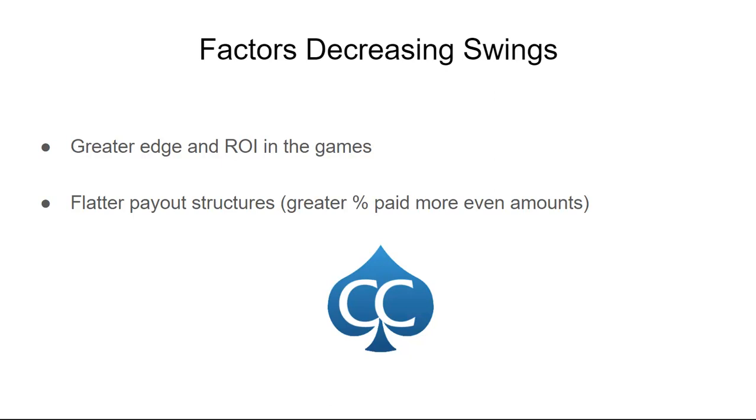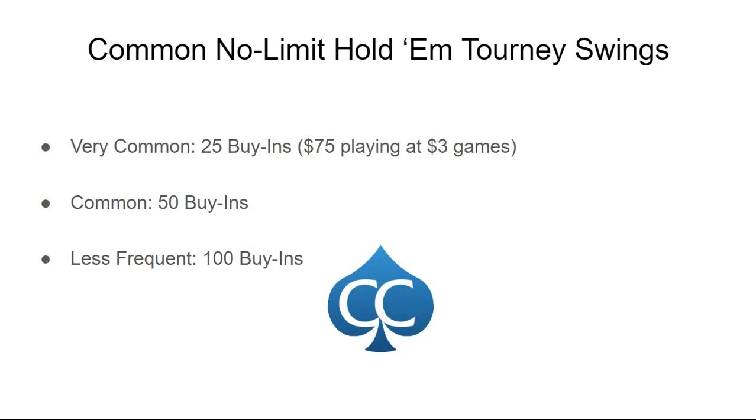And the other main one is going to be flatter payout structures. So we've got fewer entrants, a greater percent of the field paid, and more even amounts. For example, if we're playing a tournament where 20% of the field is paid with large jumps, that's going to be swingier compared to 20% of the field being paid because it's a super satellite, where if you're ITM, then you're paid an identical amount. This is something we'll surely look at in more detail, but those are the important factors there.